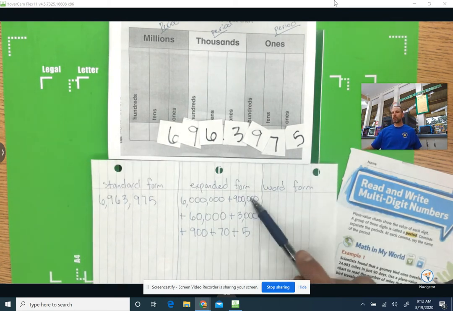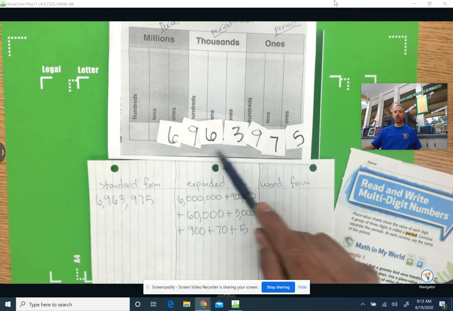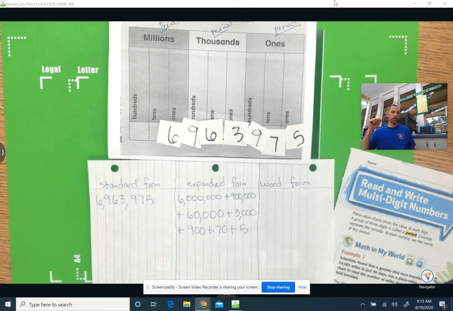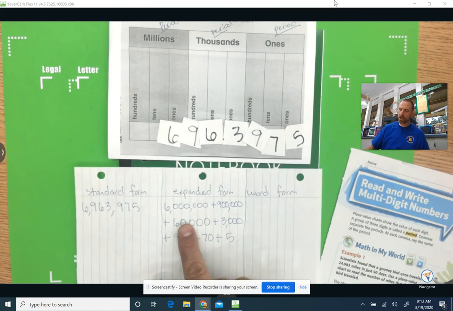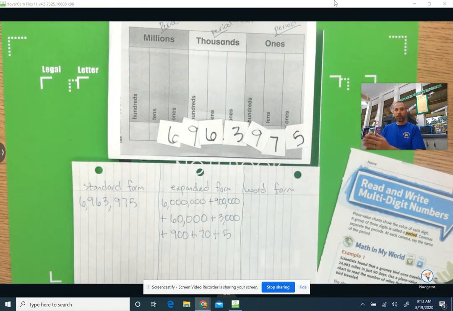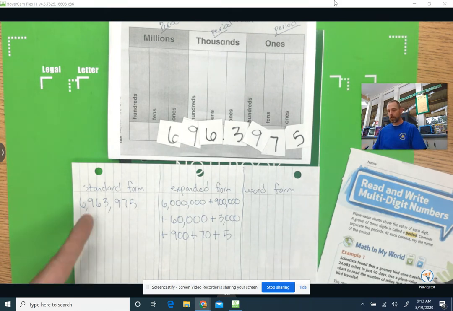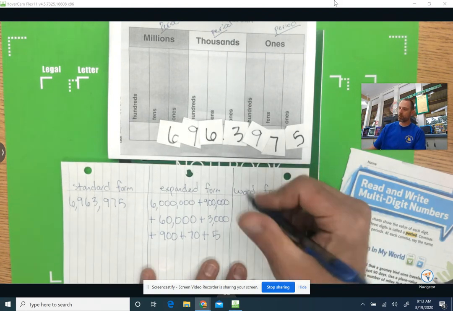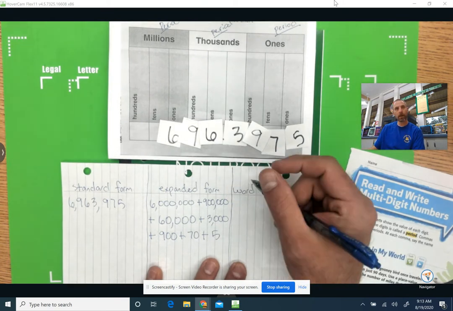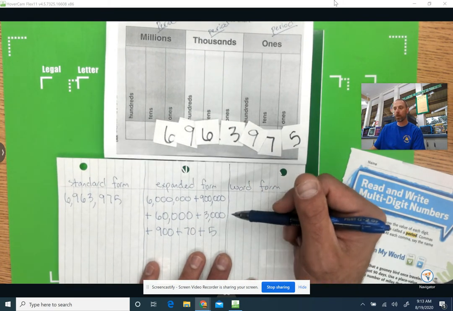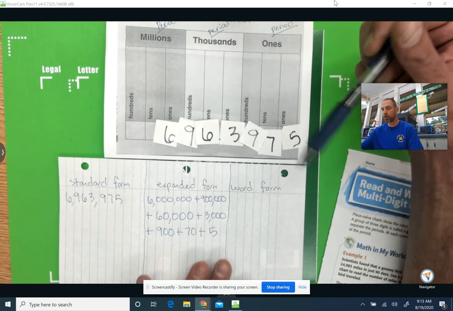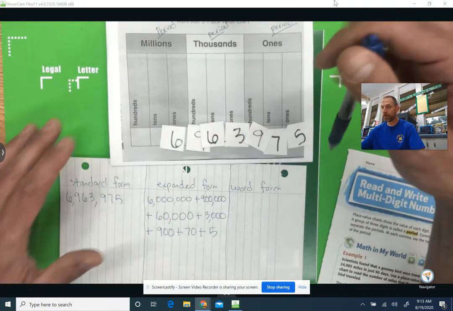We have just written the value of all 7 digits in this number, 6,963,975. Expanded form: you took 6 and turned it into 6 with 6 zeros, 9 with 5 zeros. You've expanded these digits to show their value. Word form: don't worry about the spelling, but we're going to say it one bit at a time using our place value chart and our periods.